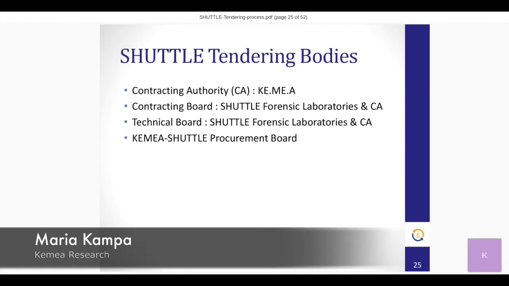The tendering bodies that exist in the Shuttle project: first of all is the contracting authority, which is the Center for Security Studies, KEMEA. The second one is the contracting board, which consists of the Shuttle forensic laboratories with the contracting authority. The same is for the technical board. And finally, there is the KEMEA Shuttle procurement board.